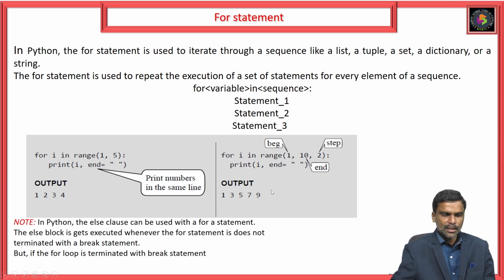In the next one you can see for i in range 1, 10, 2. The meaning of this is that 1 is called the beginning number from which we have to print, 10 is the ending number, till what extent we will go, and the next one is the step, 2. This creates the difference. Here you can see 1, 3, 5, so the difference between numbers is 2. If I give 3 here, what may be the result? You can write it in the comment box. So this is regarding the for statement.